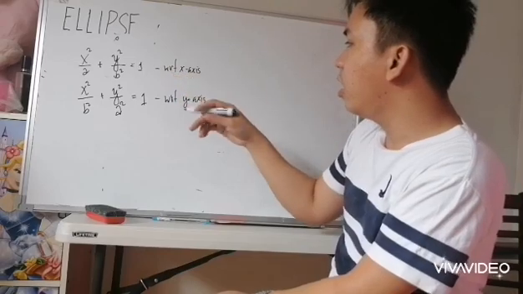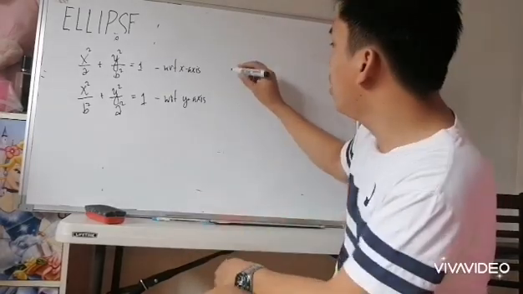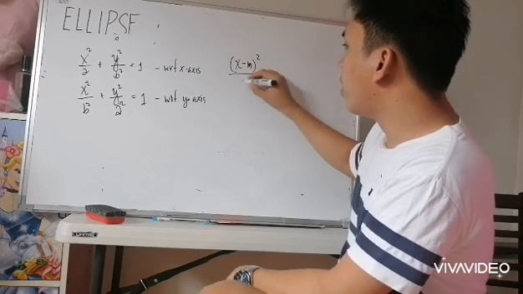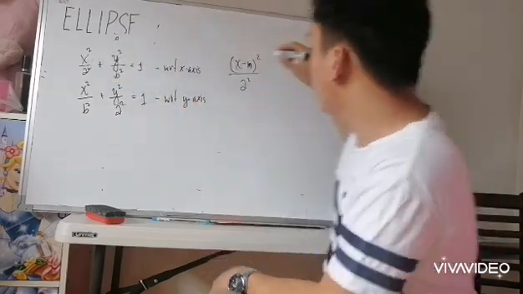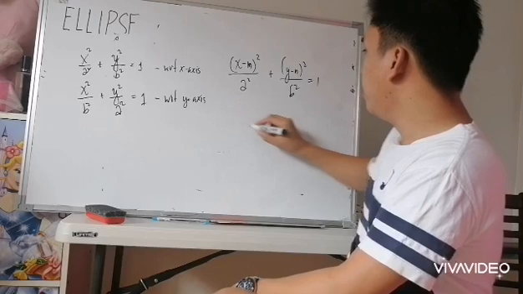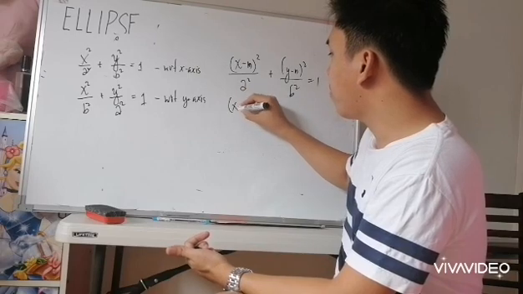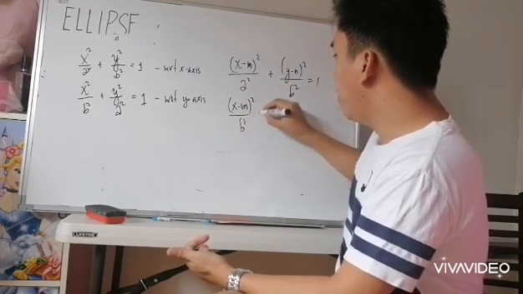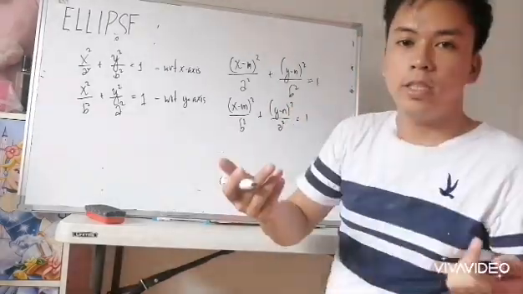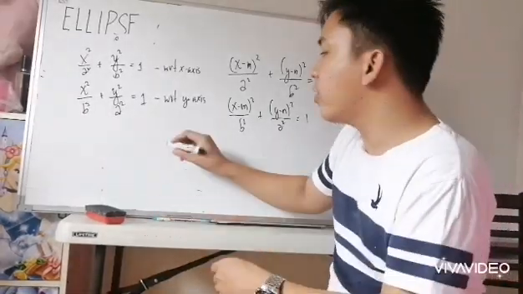So what happens when it's elongated with respect to the x-axis, but the center is somewhere at (m, n)? What we've derived earlier will be (x minus m) squared over a squared plus (y minus n) squared over b squared equals 1. And for elongation with respect to the y-axis, you have (x minus m) squared over b squared plus (y minus n) squared over a squared equals 1. That's it. So let's say, for example, find an equation of an ellipse with center at (0, 0).